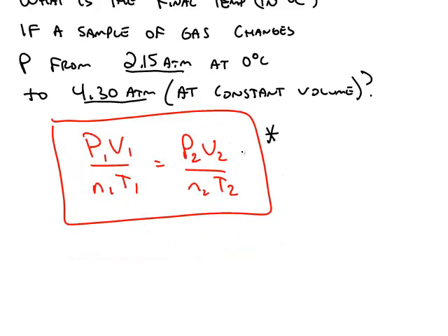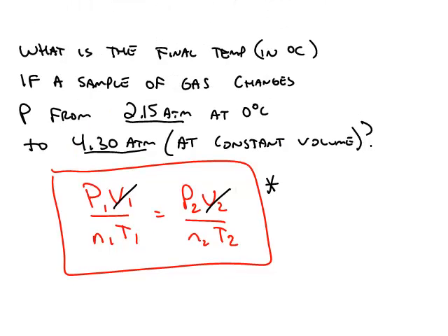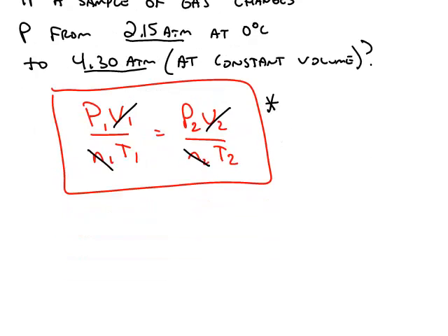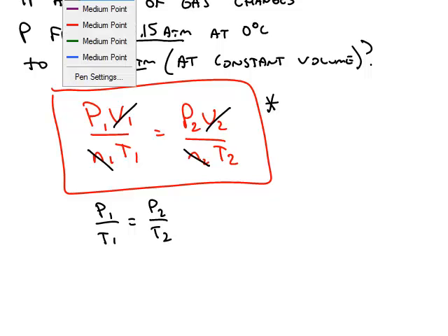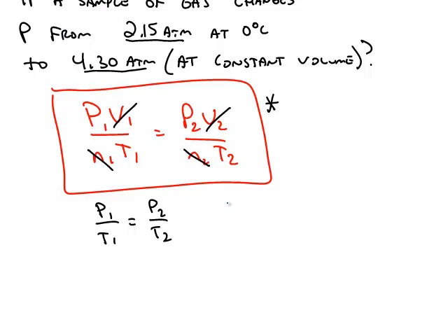and when the volume is constant, we don't care what V1 is because it'll cancel out with V2. Also, notice the problem doesn't say we gained any moles or lost any moles of gas, so n1 and n2 are the same. So we're left with P1 over T1 equals P2 over T2. It doesn't matter which one you call 1 and 2.